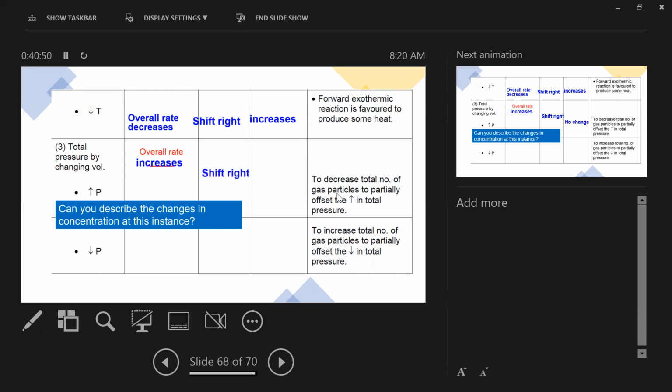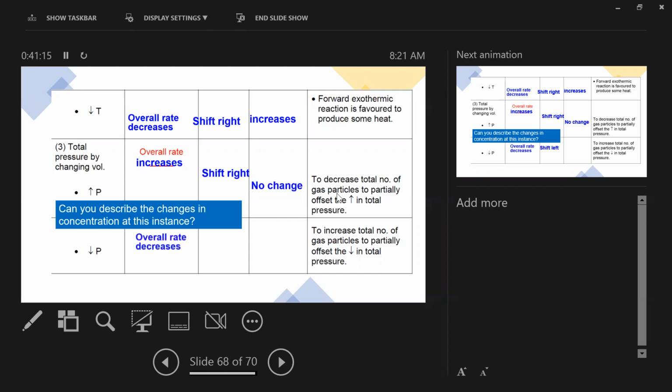Then of course, by comparing the number of gas particles on both sides, we recognize that it will shift right, because that is where there are fewer gaseous particles. Okay, not an enthalpy change. And this one has no change because there is no change in concentration.